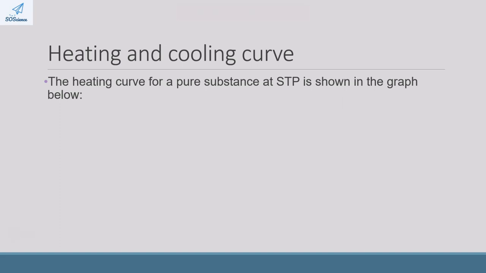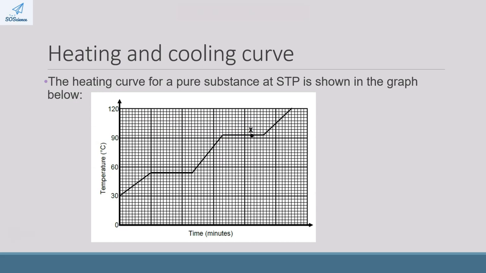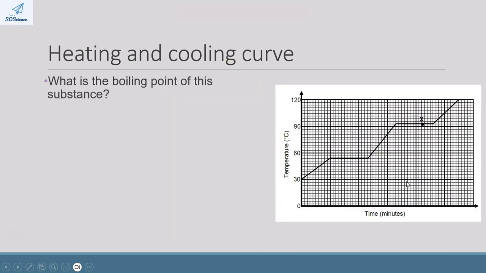So the heating curve for a pure substance at standard temperature and pressure is shown in the graph below. So we're going to consider this graph and we're going to answer questions on it. So the first question is, what is the boiling point of the substance? Now, you can look at this graph and analyze it. And we know that over here we have a solid, over here we have a liquid, and over here we have a gas.